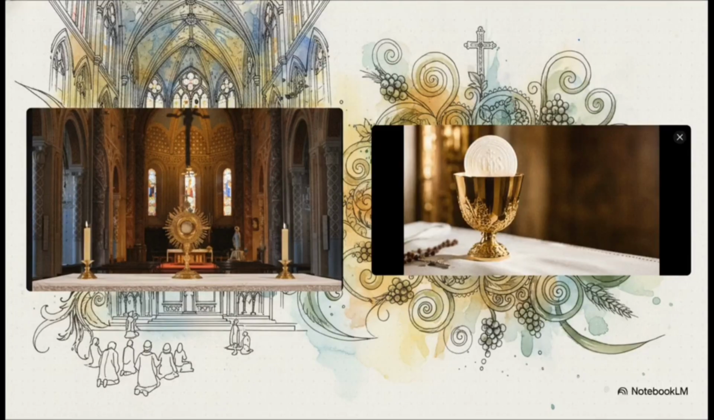But on the right, we get an incredibly intimate, close-up view of a gold chalice and the host. Here the focus isn't the room at all, it's the highly textured, embossed details of the gold itself. One perspective pulls you way back to show scale, while the other pulls you right in to show precious intimacy.